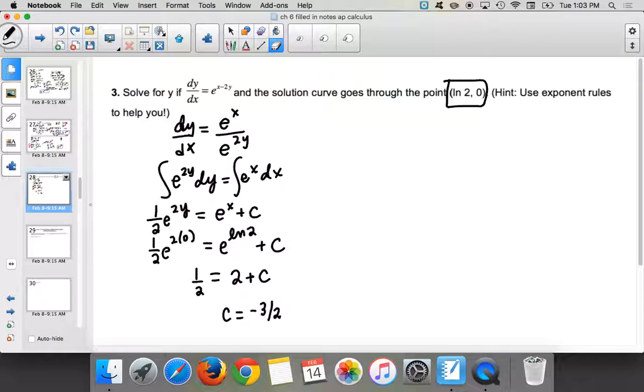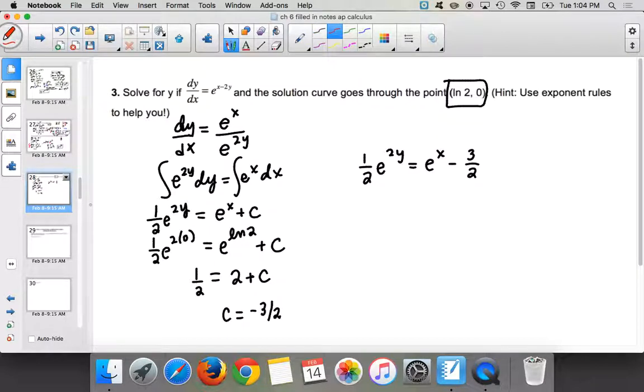All right, so now we go back. So I get 1/2 e to the 2y equals e to the x minus 3 over 2. And we can clear by multiplying through by 2. So I have e to the 2y equals 2e to the x minus 3. So I can clear that 1/2.